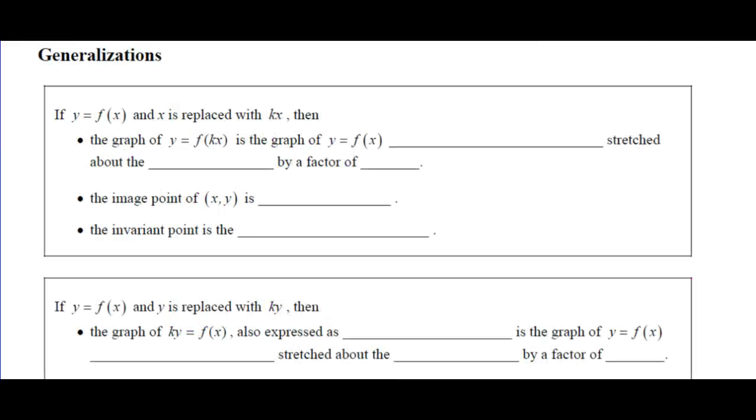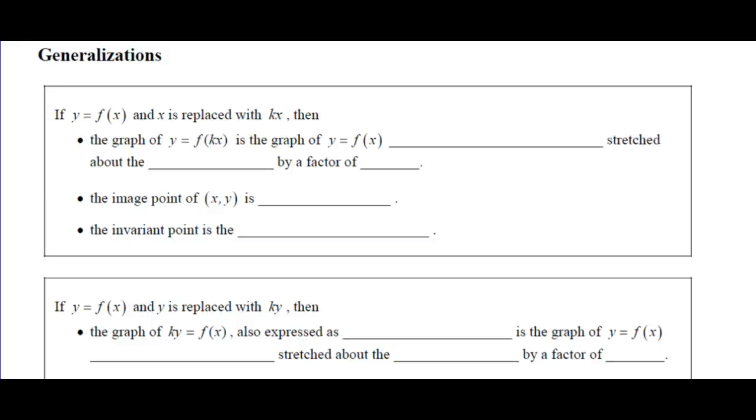Generalization. So in general, if y equals f of x, and x is replaced with kx, so that's our language for this whole transformations unit. If x is replaced with x plus 2, this results in a horizontal translation left 2 units. If y is replaced with y minus 4, this results in a vertical translation up 4 units. If x is replaced with 2x, this results in a horizontal stretch about the y-axis by a factor of 1/2, etc. Okay, so now the theorem.